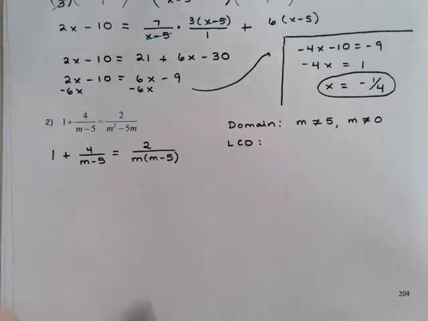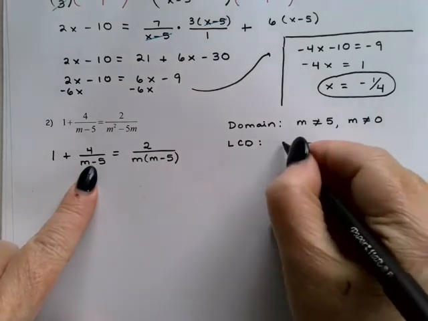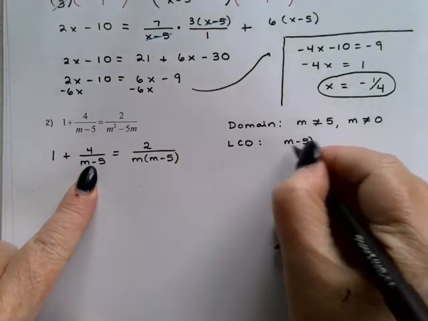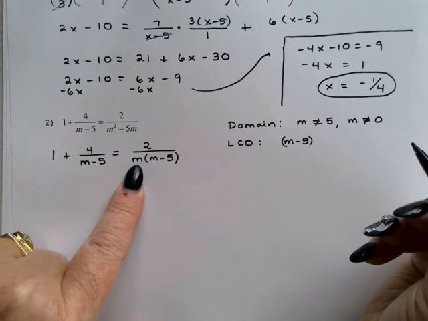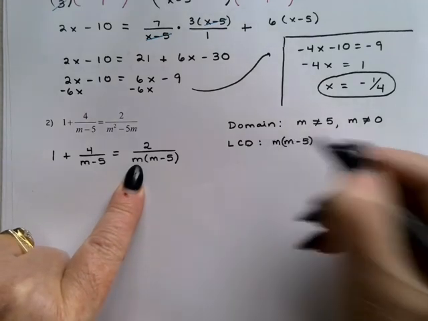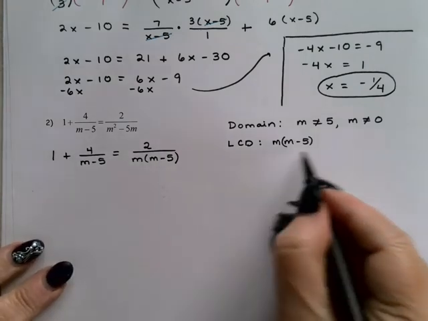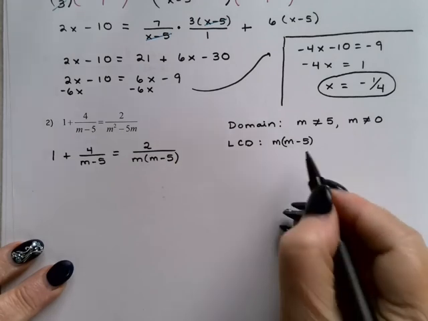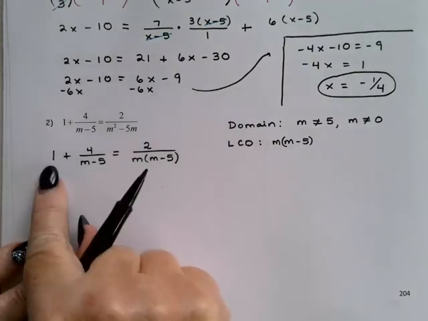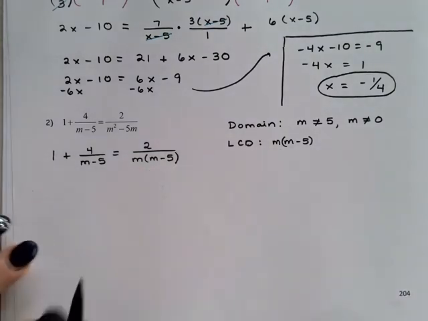As far as the LCD, I'm going to have the m minus 5. And then the extra m needs to get included, but I already had the m minus 5, so I don't need to add it again. All right, now that we know the LCD, let's use that and multiply both sides of our equation by that common denominator.